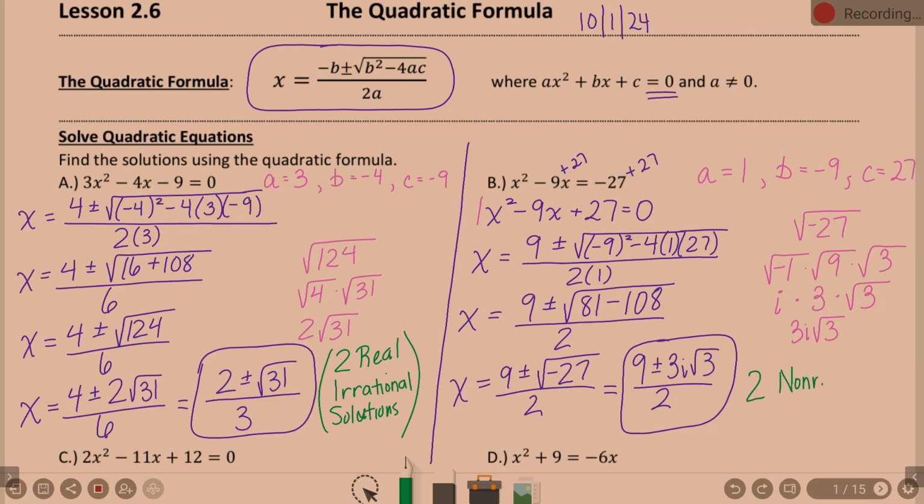Two non-real complex solutions. So the non-real and the complex are kind of overlapping. Okay, but yeah, when we talk complex, remember complex is of the form a plus bi. Okay.